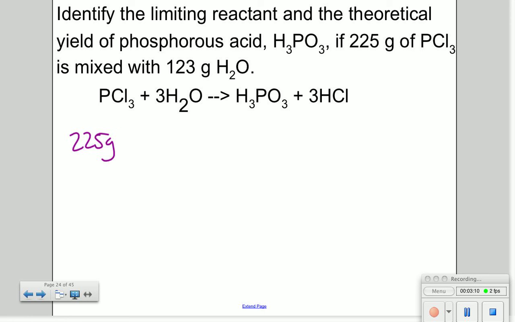225 grams of PCl3. I'm in grams and I have to convert to moles because I need to use the mole ratio. That's the only way you can convert from one compound to another. So the molar mass of PCl3, if I look at the periodic table, phosphorus is 30.97. And then I have 3 chlorines at 35.45. So I get a molar mass of PCl3 at 137.32 grams. So that goes on the bottom. And that's 1 mole of PCl3.